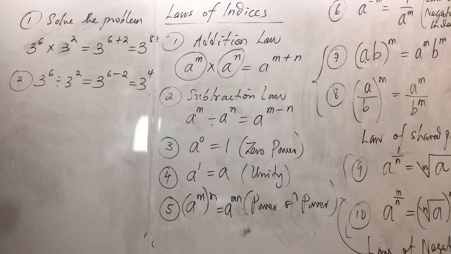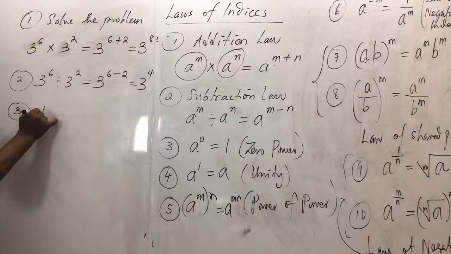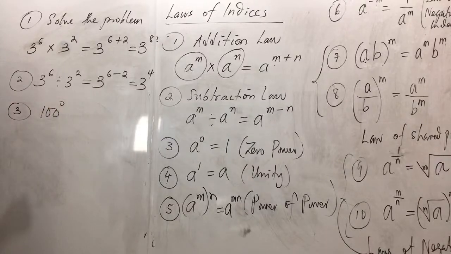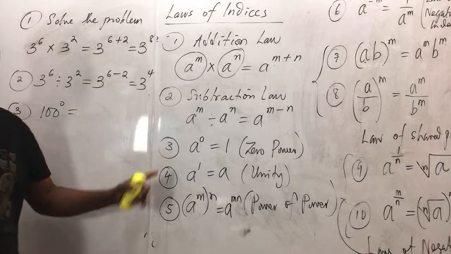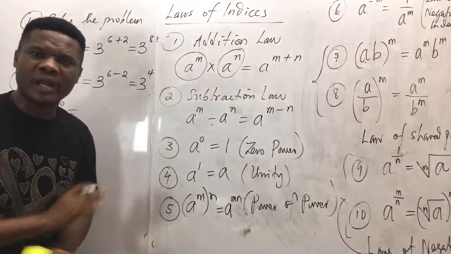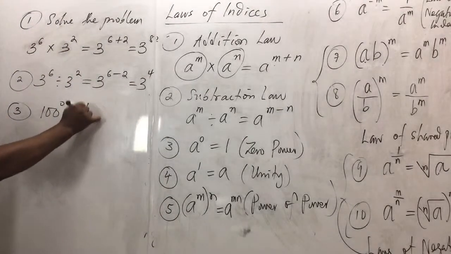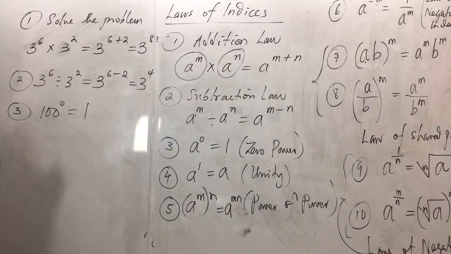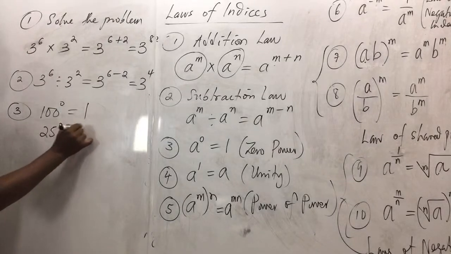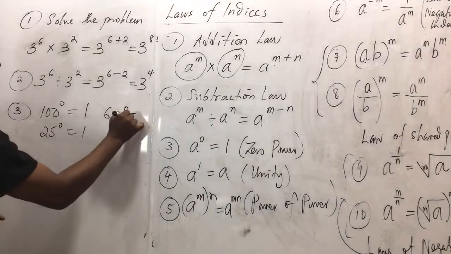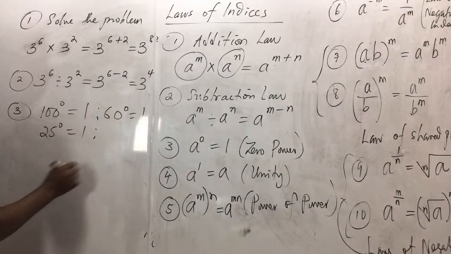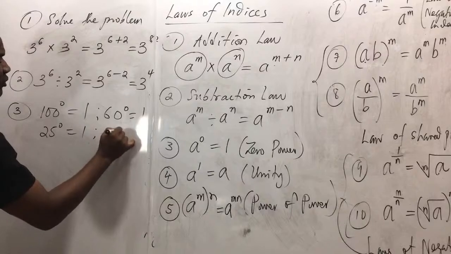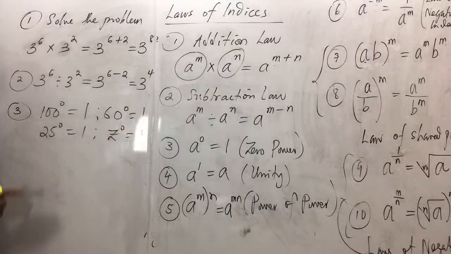Okay? Now, what if you were asked to solve a problem like this, 100 raised to the power of 0? Please take note, according to law number 3, anything raised to the power of 0 returns 1. So 100 raised to power 0 is 1, 25 raised to power 0 is 1, 60 raised to power 0 is 1, and so on. So if I have z raised to power 0, anything at all raised to power 0 according to law number 3 gives us 1. And that brings me to law number 4.